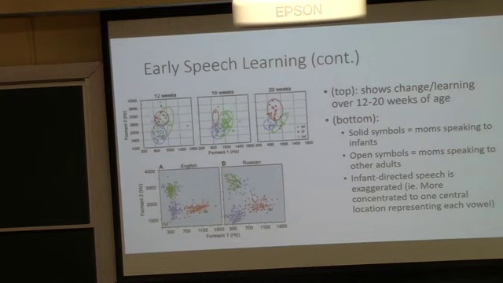With early speech learning, the top graph shows that as you get older, you remember this graph with the little bubbles from the lab, right? Basically, your specific vowels and sounds change a little bit as you get older, which makes sense. And then the bottom graph has solid dots and open dots. The solid dots represent moms speaking to their children, and the open symbols represent moms speaking to other adults.